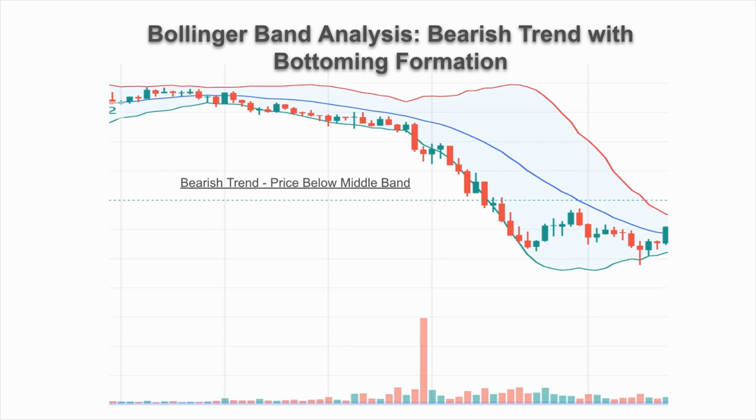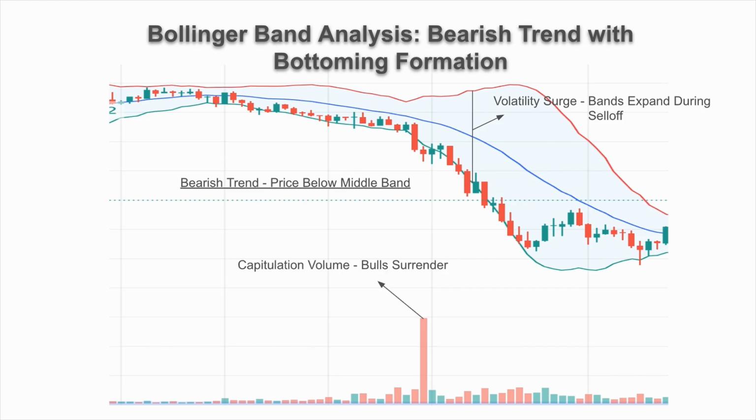This chart displays a textbook bearish sequence. Notice how prices consistently remain below the middle band while making lower highs and lower lows, a classic downtrend signature. The significant widening between the bands during the steepest part of the decline indicates heightened volatility and selling pressure. This expansion is typical during strong directional moves. Pay attention to this pronounced volume spike, which coincides with the most dramatic part of the sell-off. This suggests a potential capitulation event, where the last remaining bulls finally surrendered.